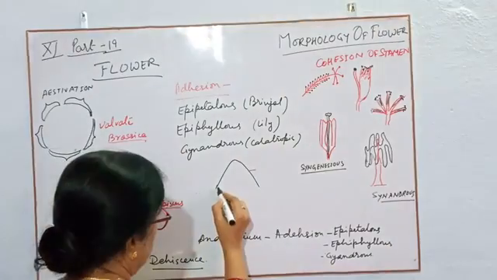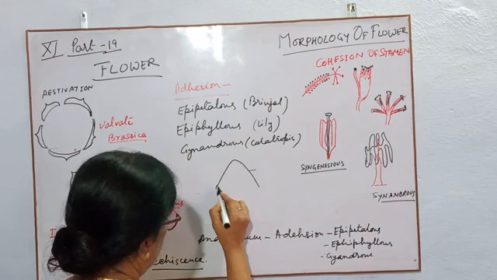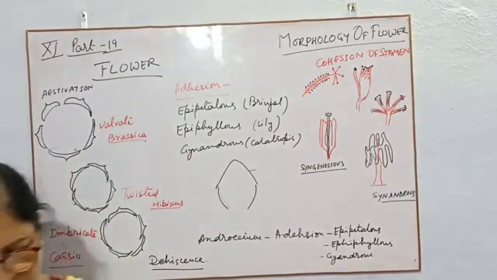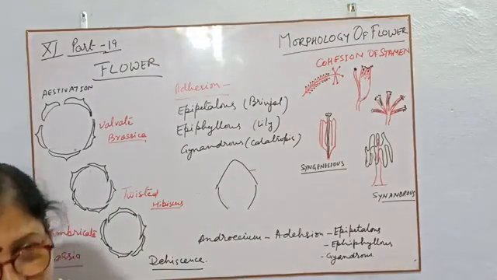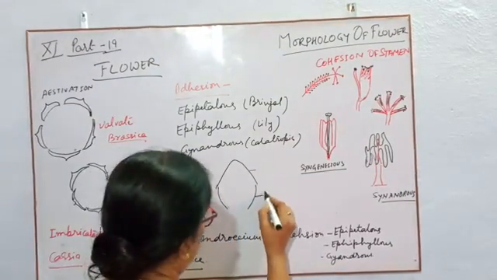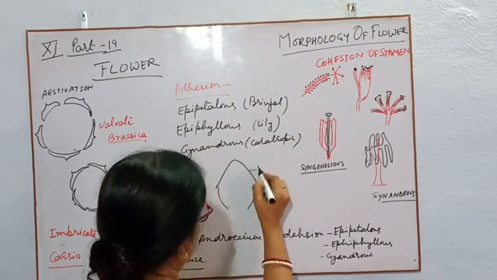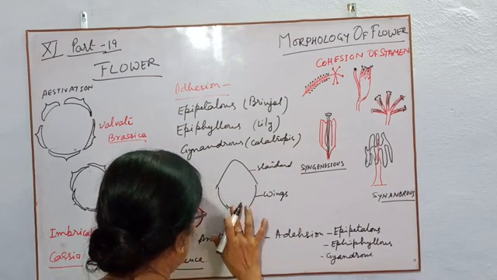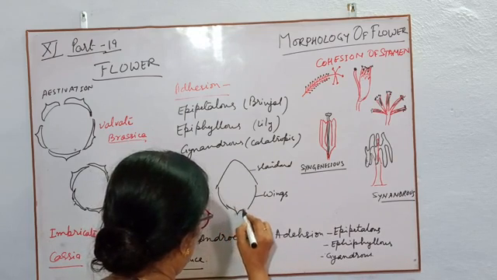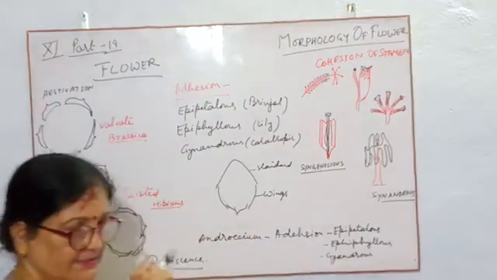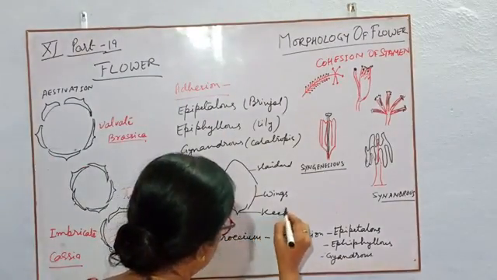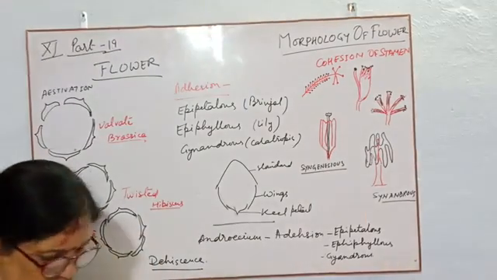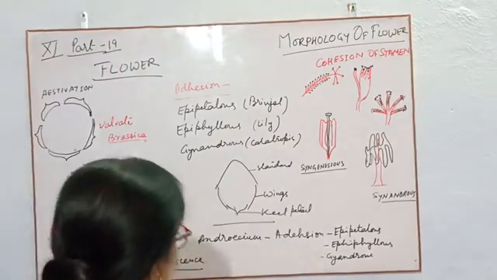Then next to it, the petals inside to it are named wings. This is the standard or vexillary, and the innermost 2 are joined with each other. This is known as the keel petal, and this is the 4th type of estivation, and this estivation is named vexillary.